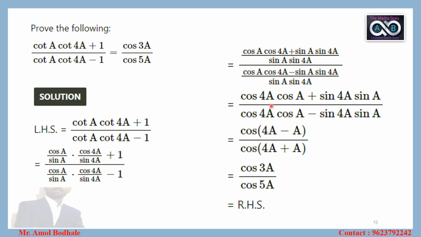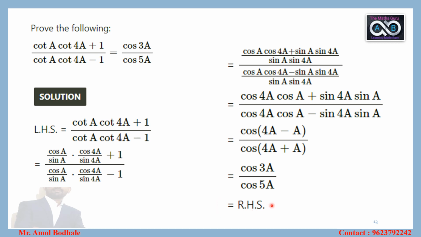Yes, so what are the angles here? x is 4A and y is A. So let's put here: cos 4A cos A plus sin 4A sin A can be written as cos of 4A minus A, upon cos 4A into cos A minus sin 4A into sin A, which can be written as cos of 4A plus A. So here 4A minus A is 3A, and 4A plus A is 5A, which gives the required RHS. So the same proof we can give in the reverse way.